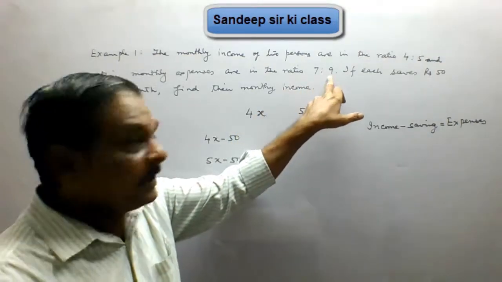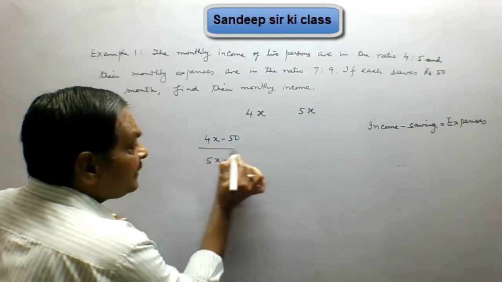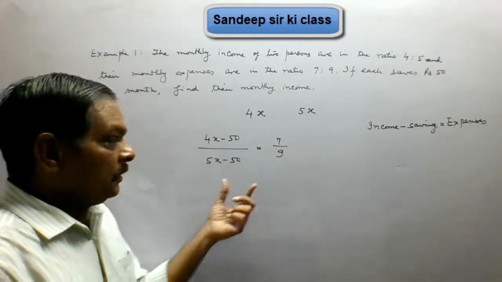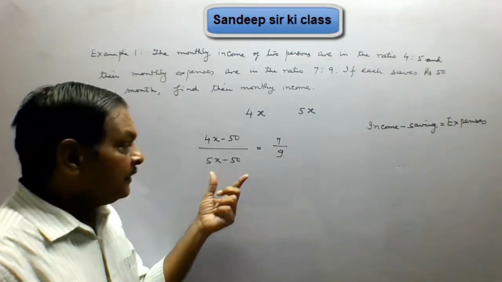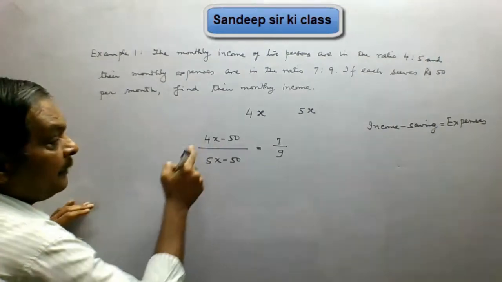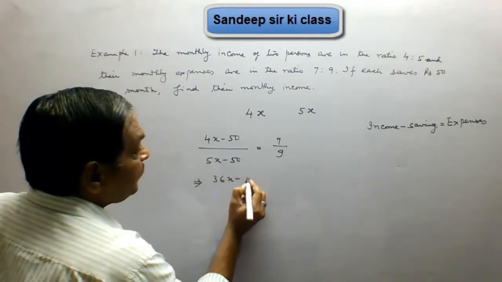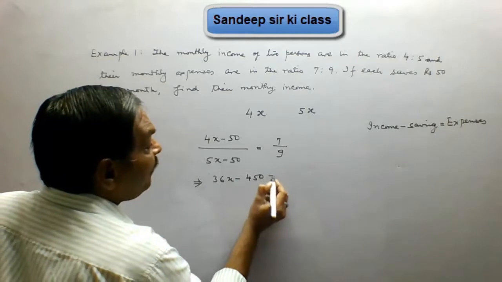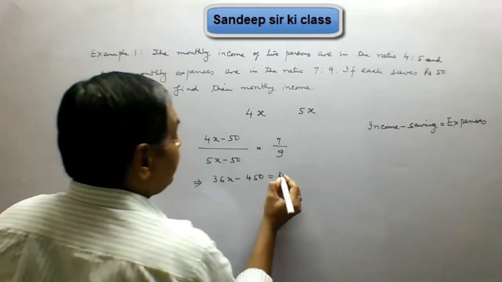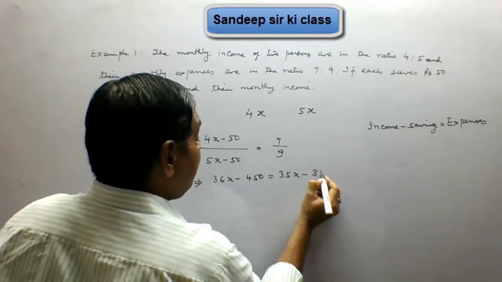According to the question, this ratio is 7:9, which means we equate it as 7/9. Now we have obtained one equation which we will solve for x. 9 multiplied by 4x minus 50 gives 36x minus 450. 7 multiplied by 5x minus 50 gives 35x minus 350.